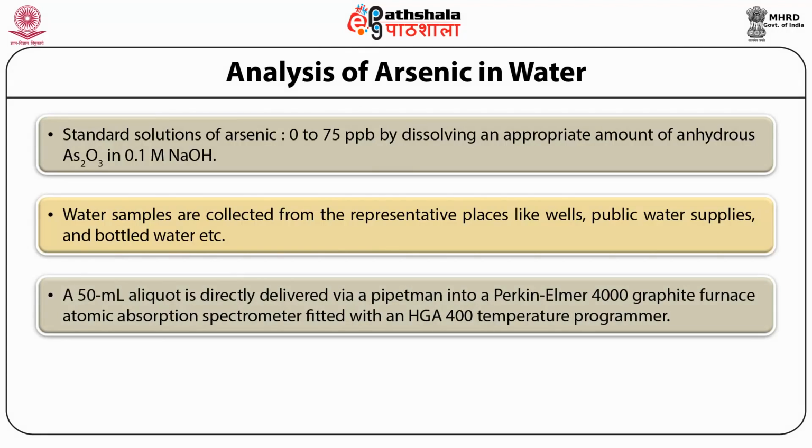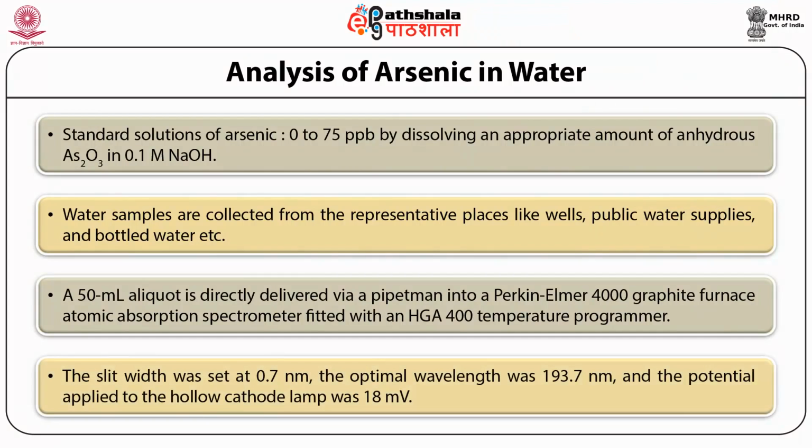A 50 microliter aliquot is directly delivered by a pipette into a Perkin-Elmer 4000 graphite furnace atomic absorption spectrometer fitted with an HGA 400 temperature programmer. The slit width is set at 0.7 nanometer and the optimal wavelength is 193.7 nanometer, with a potential applied to the hollow cathode tube of 18 millivolt, which is the optimum condition for measuring arsenic in water.